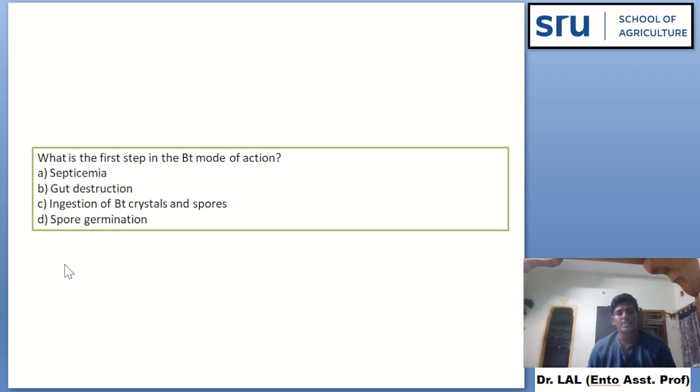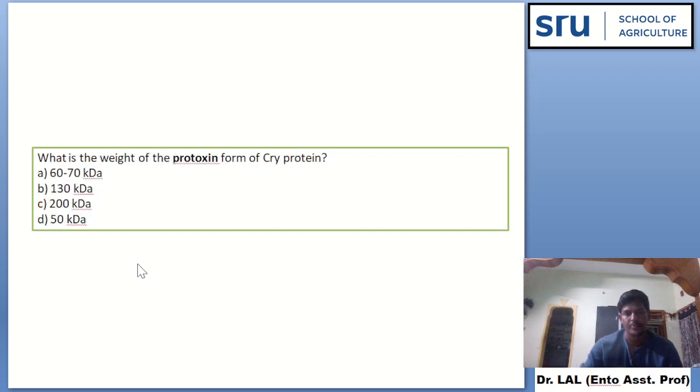What is the first step in the Bt mode of action? Septicemia, gut destruction, ingestion of Bt crystals and spores, or spore germination. Here the correct answer is ingestion of Bt crystals and spores. It is the first step in the Bt mode of action.